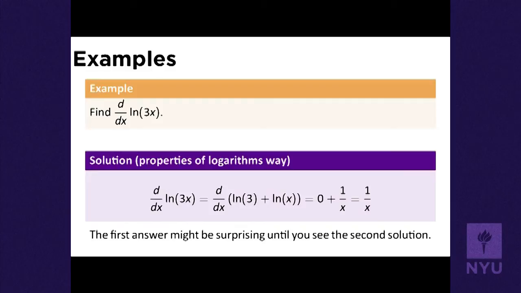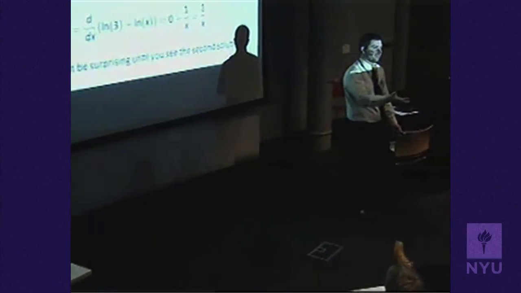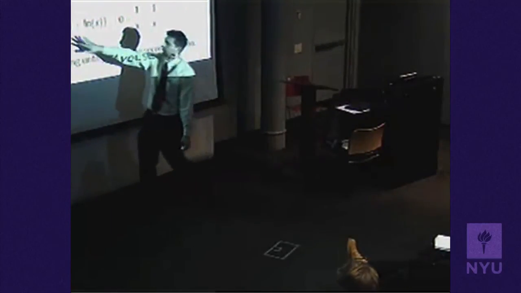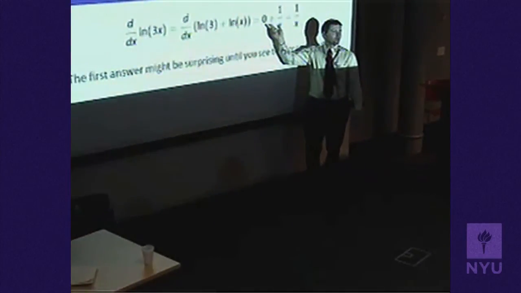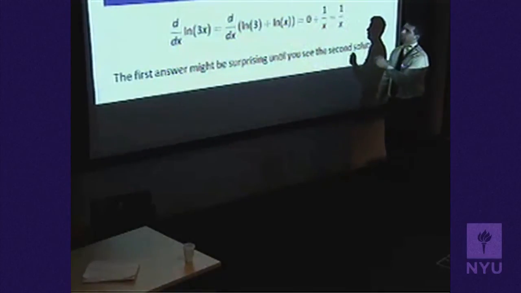Let's take the derivative another way and see if that makes more sense. We know that logarithms convert products to sums. So the natural log of 3x is the natural log of 3 plus the natural log of x. Now, what's the derivative of the natural log of 3? It's not 1 over 3, because 3 is not a variable, 3 is a constant. The derivative of a constant is 0. So the derivative of the natural log of 3, funny-looking constant though it is, is still going to be 0. The derivative of log x, we know, is 1 over x. And so we do get the 1 over x.